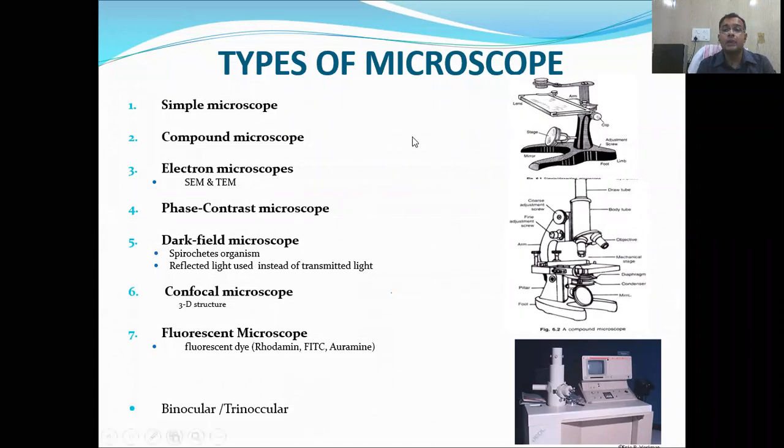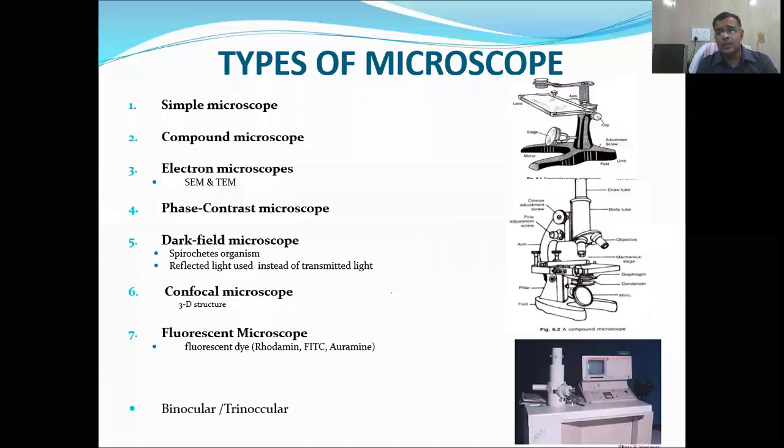Similarly, dark field microscopy. Sometimes you can also hear about bright field microscopy. Dark field means whatever background is there is dark, and only the object is bright. That is known as dark field microscopy, and it is generally used to see spirochetes, like Leptospira.